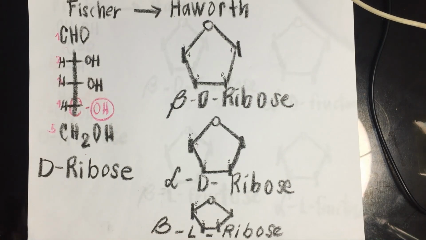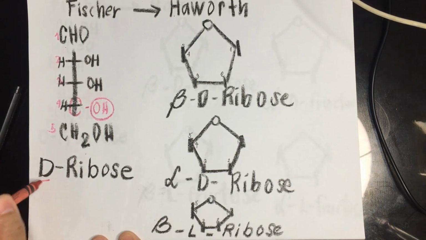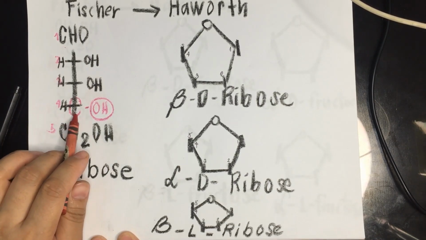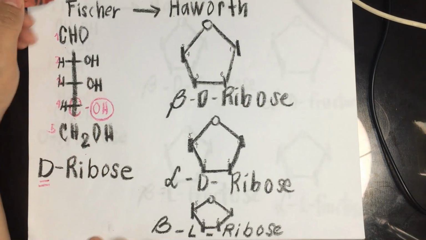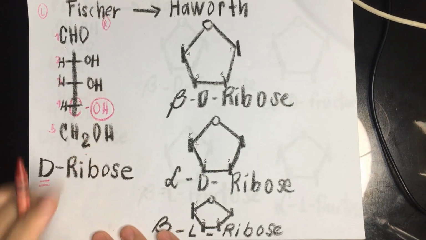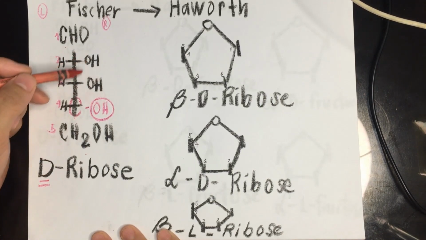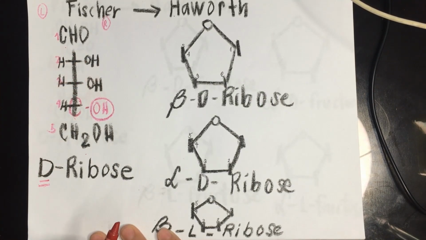The first thing that we are going to do is to determine the configuration. In this case, it is in D configuration. It means that the highest chiral center is on the right side. So we have here the left side and the right side, and the highest chiral center is on the right side since it is in D configuration. Then we complete all of the hydroxyl groups. So in our D-ribose, the hydroxyl groups are placed on the right side.